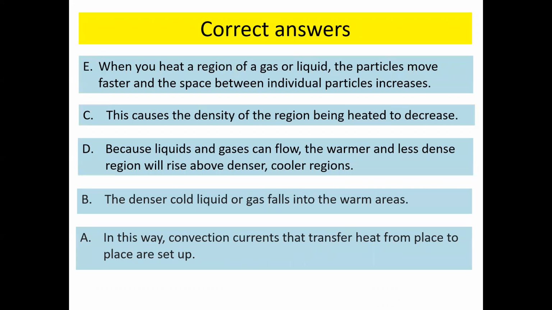And because liquids and gases can flow, the warmer and less dense region will rise above the denser, cooler region. The denser cold liquid or gas will fall into the warm areas, and in this way, convection currents that transfer heat from place to place are set up. So your answer should have been E, C, D, B, A. So well done, those who got that right.